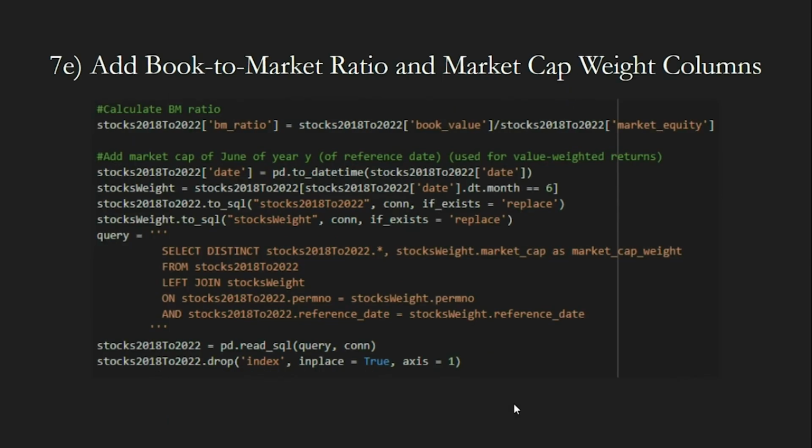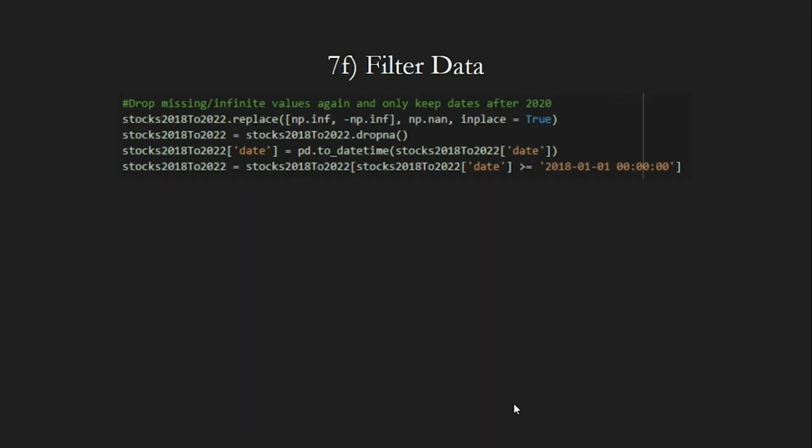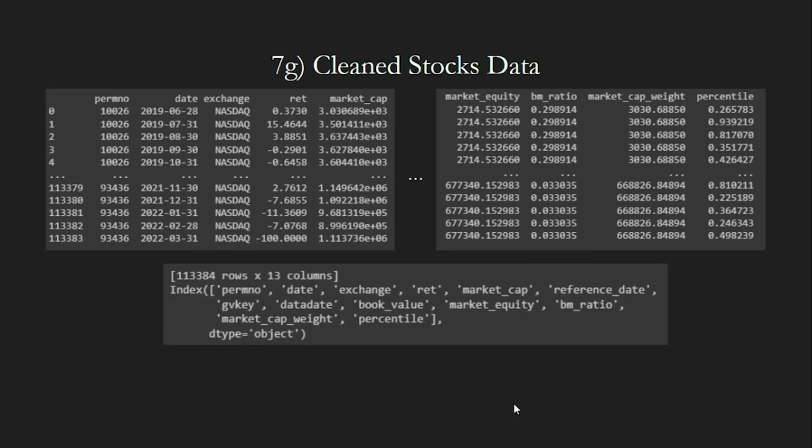Then we add the book to market ratio for each row based on the observation on the reference date, June of each year. These ratios will be used to determine whether firms are value, neutral, or growth for the HML factor. This step is almost identical to the previous one, with just a difference in column name. We filter null and infinite values out of the data and once again ensure that all data is taken after 2018. This is the expected output of the stocks data.